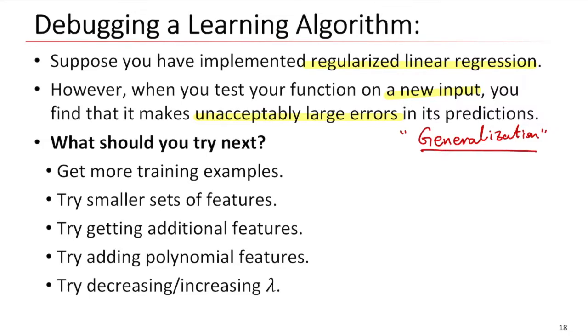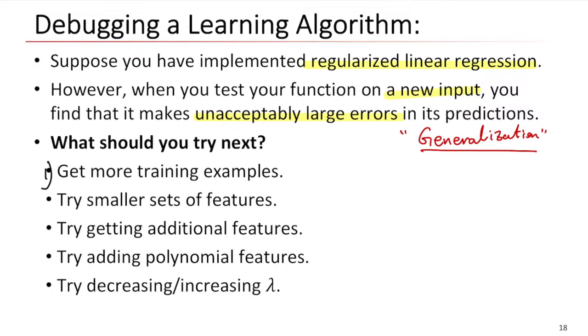Then how can we overcome that? How can we improve this? There are several things we can do. First of all, this is the easiest way to solve this problem: get more training data.